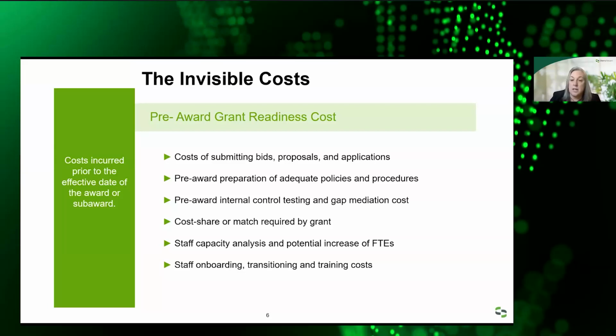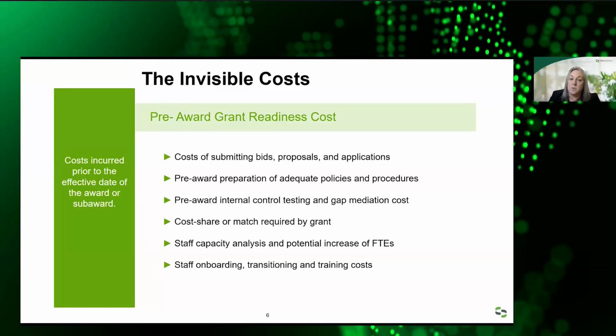Pre-award preparation and adequate policies and procedures. Again, maybe you're new to grants, you've never had a grant, maybe you have no policies and procedures. You want to do these in advance. You want to make sure as you write them that you realize exactly what you have to have in place: procurement policies, conflicts of interest, and things like that.